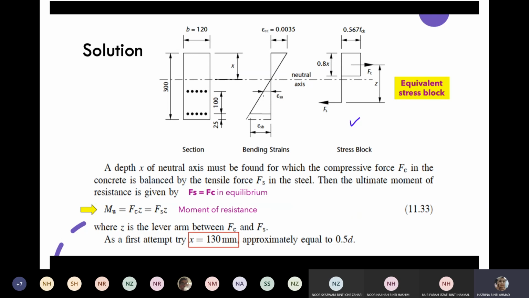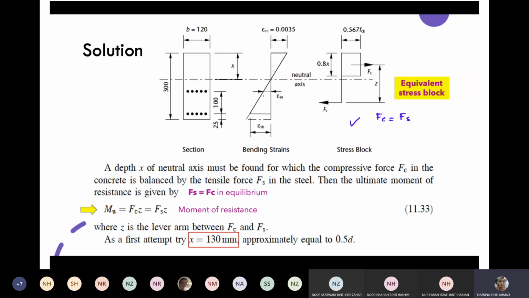So the equivalent stress block that we are going to use here is similar to the RC design. We can see that we have this stress block with the forces acting for the concrete as well as acting for the steel. In equilibrium, we know that these two forces are acting in opposite directions, one in the positive direction, another in the negative direction. Therefore, in equilibrium for this equivalent stress block, we can write the equation Fc equals Fs.